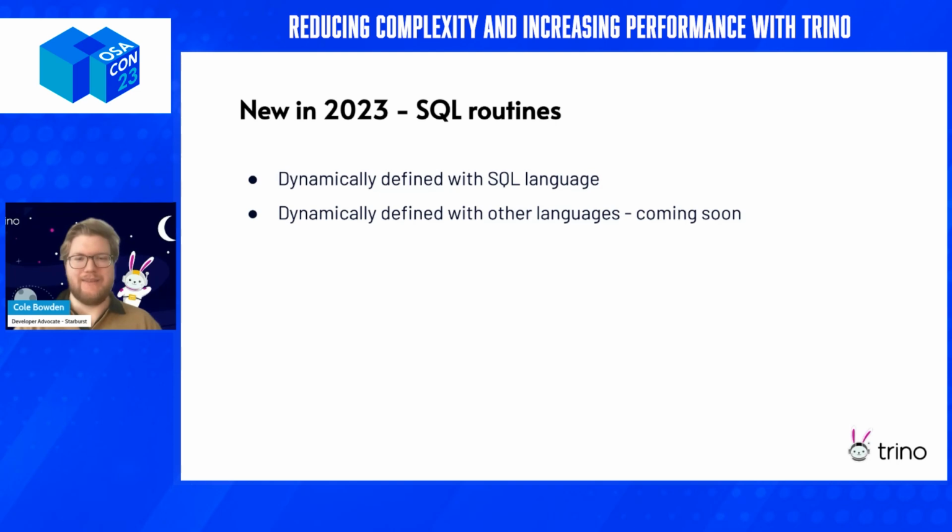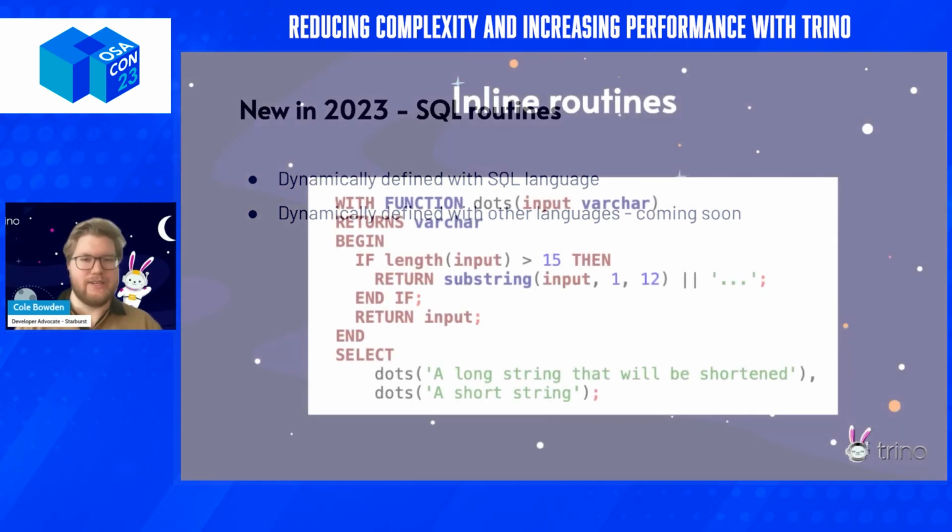SQL routines can be dynamically defined with the SQL language, and soon they will also be able to be dynamically defined with other languages. So if you want to run a function that doesn't exist in Trino and you want to define it in a lightweight way with SQL, you can do that now, and it works just like a user-defined function in any other system.